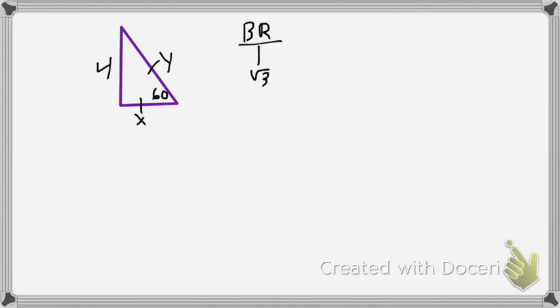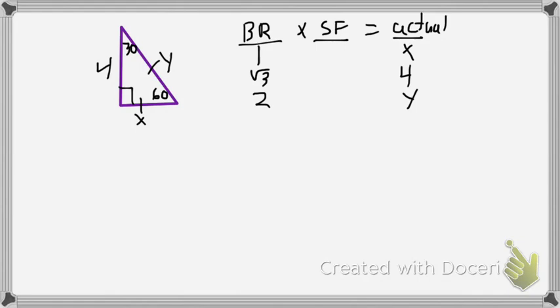So our basic ratio is 1, radical 3, 2. We don't know what our scale factor is. And so for our actual sides, we need to figure out where to put the x, the y, and the 4. So we know that that's our 30, that's our 90. Now remember what I said. The 1 is always across from the 30. So that means that the x is going to go there. The 4 is going to go across from the radical 3. And the 2, or the y, is going to go across from the 90 degrees. So that's in our 2 slot.